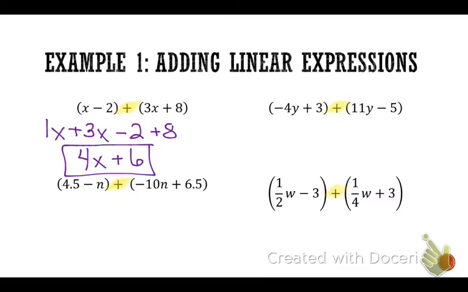All right, let's look at the next one across. Negative 4y plus 3 plus 11y minus 5. Again, we're going to rewrite this using the commutative property. Dylan, we have negative 4y. What would be the term that you would write next? 11y. Positive or negative? Yes, positive, so plus 11y.